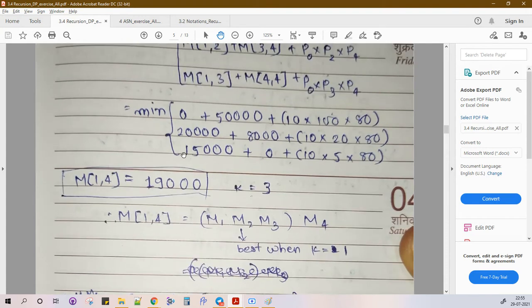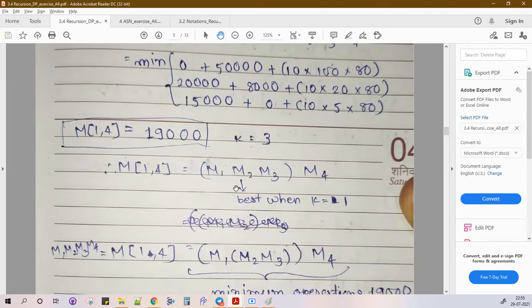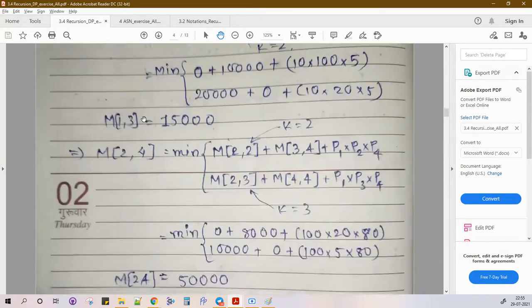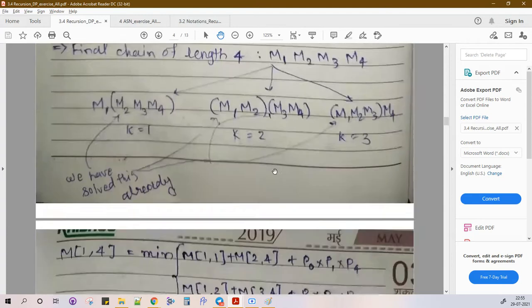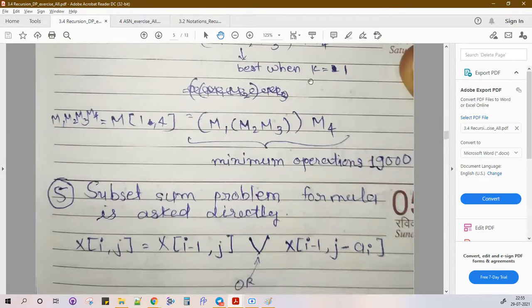What is k equal to 3? It is nothing but M1 M2 M3 into M4. M1 M2 M3 is 15,000, right? But when is it best? It is best when I take k equal to 1. If I take k equal to 2, then it would be around 25,000 or 30,000. So k equal to 1 is best, so I will take k equal to 1.